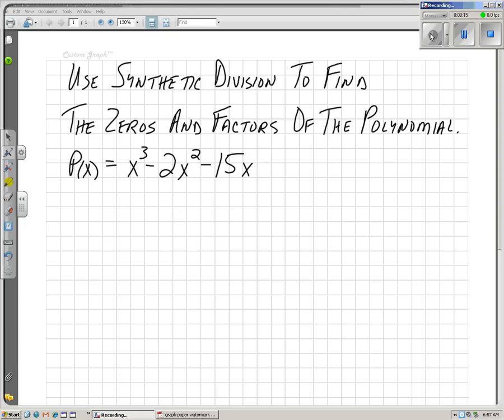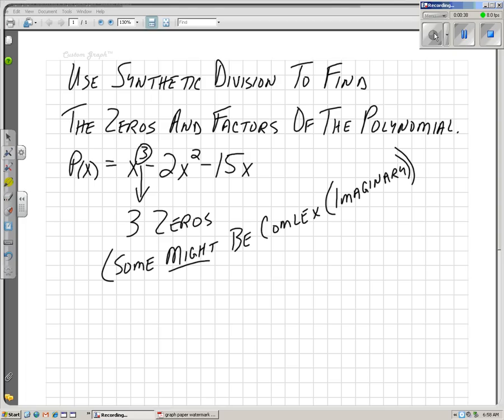Alright, here's a good quiz question. Use synthetic division to find all the zeros and the factors of the polynomial. That means find the x-intercepts and then rewrite the polynomial as multiplication. Now the first thing I'm going to notice is that I have an x cubed for my leading term. That tells me there's probably 3 zeros. Okay, so there's probably 3 x-intercepts, but we're going to find out later on that some of these might be complex roots or complex zeros, imaginary zeros.